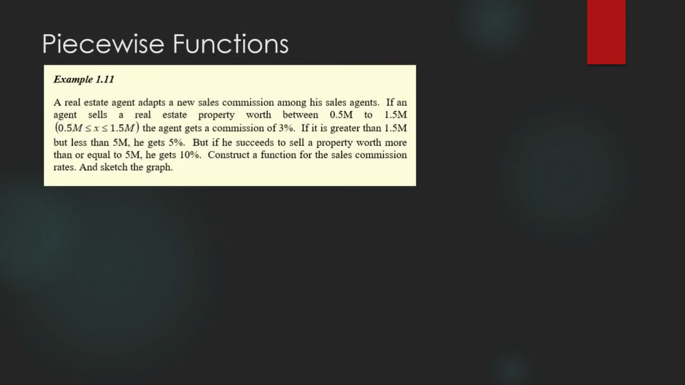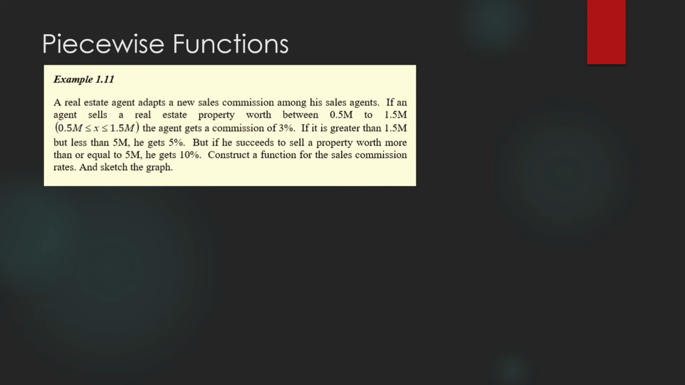A real estate agent adopts a new sales commission among his sales agents. If an agent sells a real estate property worth between 0.5 million to 1.5 million pesos, the agent gets a commission of 3%. That is 3% of the sales. If it is greater than 1.5 million but less than 5 million, he gets 5%. But if he succeeds to sell a property worth more than or equal to 5 million, he gets 10%. Construct a function for the sales commission rates, and sketch the graph.